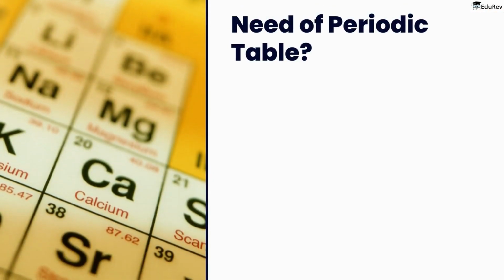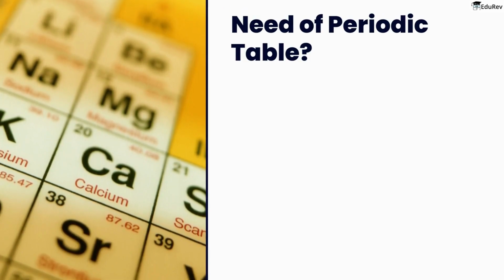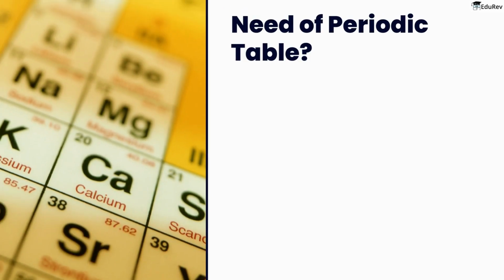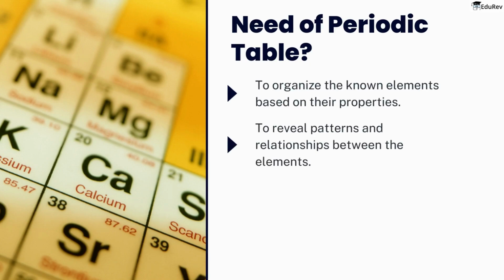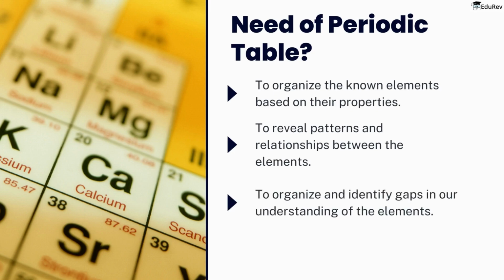So, why was there a need of creating the periodic table? In the 19th century, scientists were creating the periodic table to organize the known elements based on their properties and to reveal patterns and relationships between them. At the time, there were only a few dozen known elements, and scientists were struggling to understand their behavior and properties. The periodic table provided a systematic way to organize the elements and identify gaps in our understanding of them.